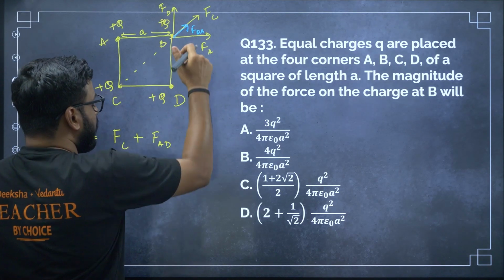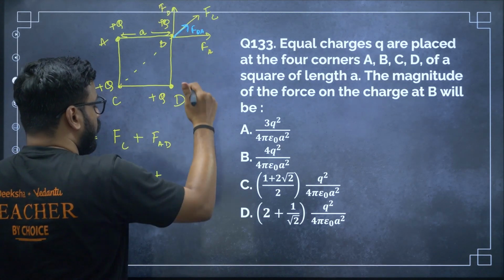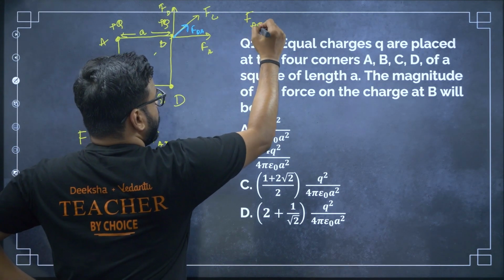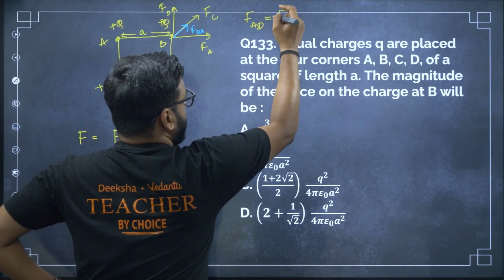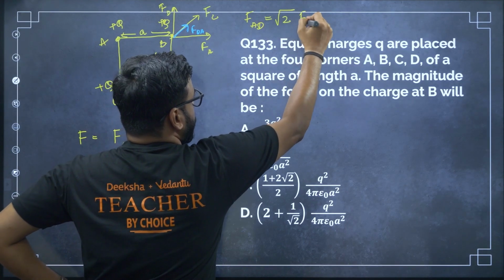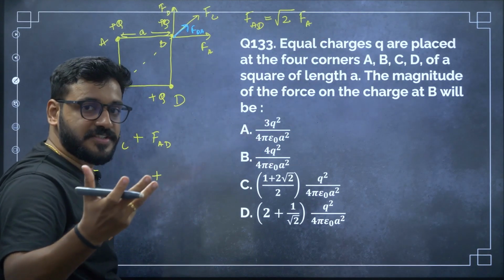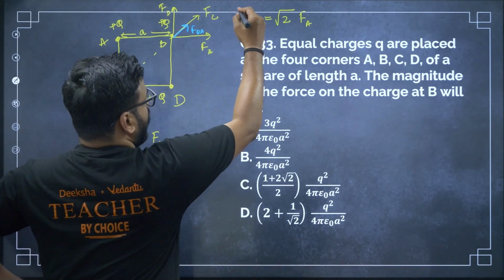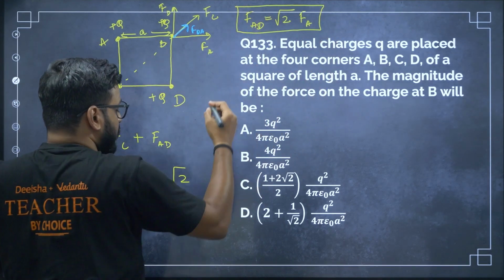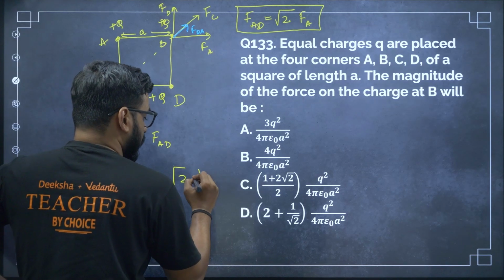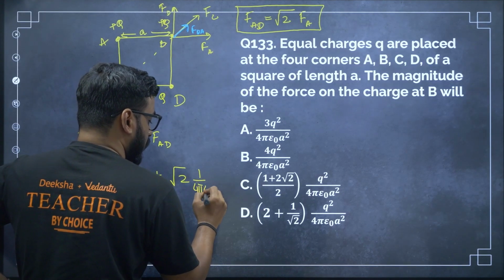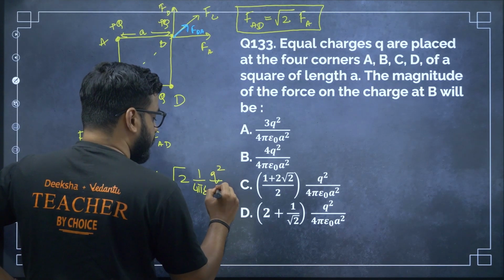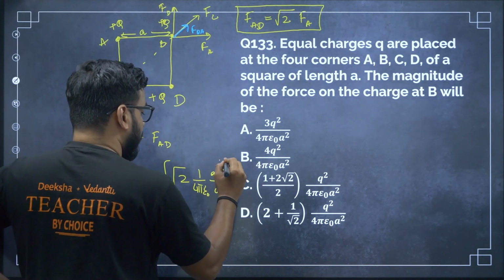So FAD will be the resultant of two equal perpendicular forces, which is given as root 2 into FA or FD, because they both are the same, you can write anything. So what is the value of either? 1 by 4 pi epsilon naught, K value, 1 by 4 pi epsilon naught Q square divided by A square. Okay, so this is the FAD.